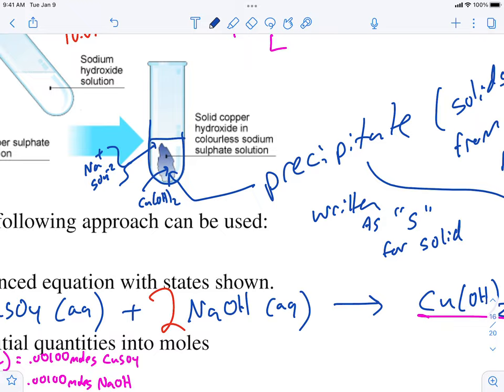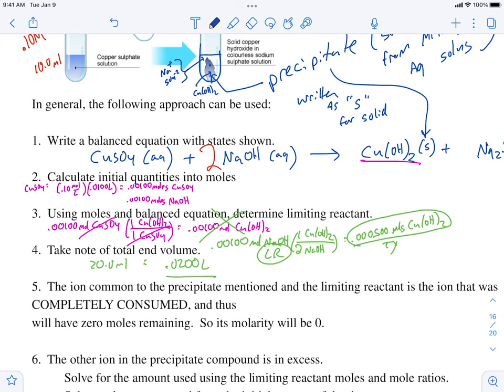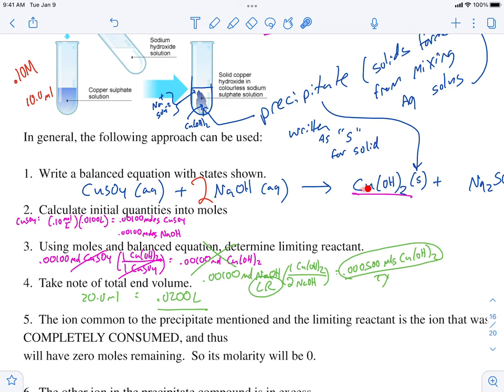If the limiting reactant was the sodium hydroxide, let's look at our balanced equation. What ion is common between the sodium hydroxide and the precipitate? What do they have in common? The hydroxide, right? OH minus. So what that tells us is that the hydroxide is truly the limiting reactant. Of the sodium hydroxide, it was the hydroxide that really ran out first. So the hydroxide is all gone, but there's still some sodium left.